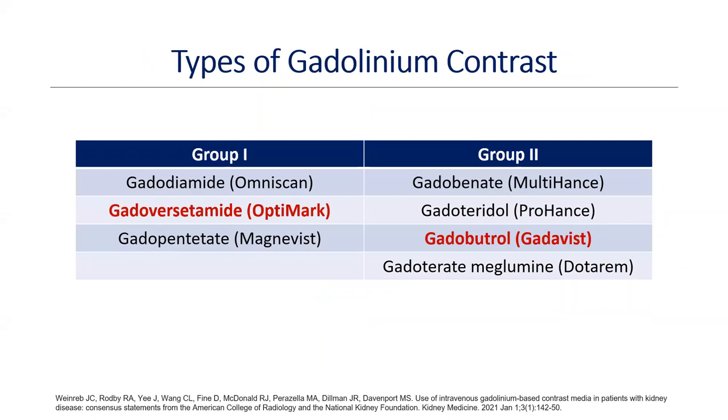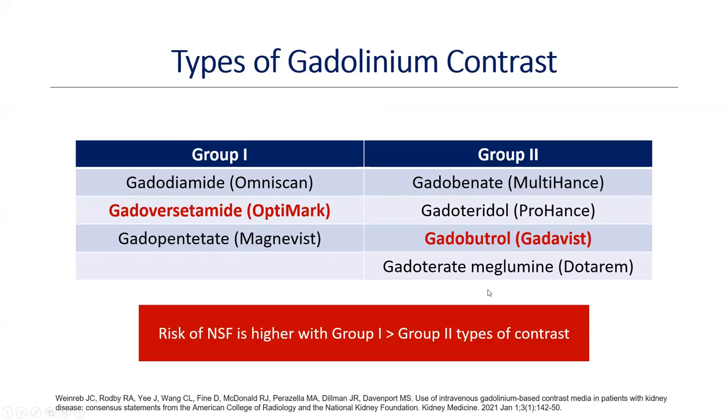So let's do a quick review of the types of gadolinium contrast. I'm only including these here because it's important to know there are 2 different groups. Group 1 are the older agents, and group 2 are the newer agents. The ones in red that I've highlighted are the ones that we use at the VA. Previously, we used gadodiamide, and now we use gadobutrol. This is important because the risk of NSF is higher with a group 1 agent versus a group 2 type of contrast.